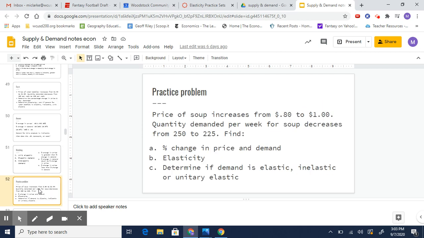Try these out. We're going to deal with soup here. Let's do Campbell's soup. Campbell's soup decides to increase the price of their can of soup from 80 cents to $1. The quantity demanded for soup then decreases from 250 to 225. So you've got to find A, the percentage change in demand and price, B, the elasticity, and then C, determine if demand is elastic, inelastic, or unit elastic.